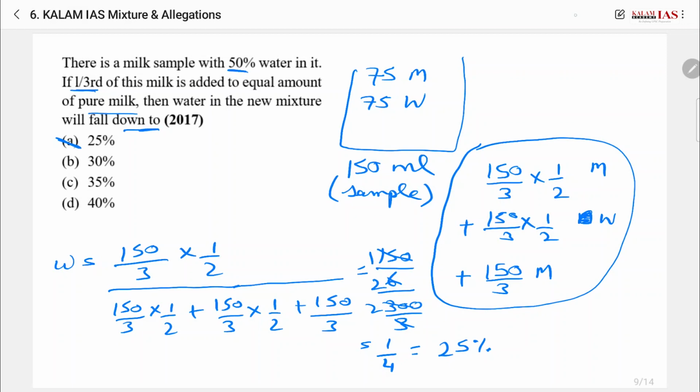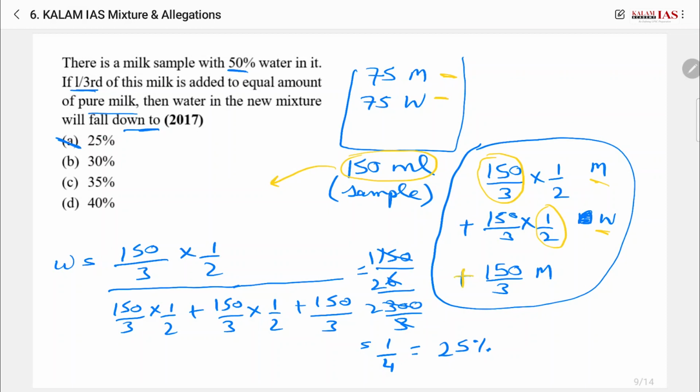I hope this is clear. Again, no formulas required, just simple logic. We are assuming the sample size to be 150 ml, then it has 50% water and 50% milk. So it will be 75 and 75. Now 1/3 of this sample is taken, that is 150 by 3 is taken. In this 150 by 3, milk will be 1 by 2 of it because it is 50%, and water will be 1 by 2 of the sample size. An equal amount of pure milk is added. That means 150 by 3 pure milk is added.